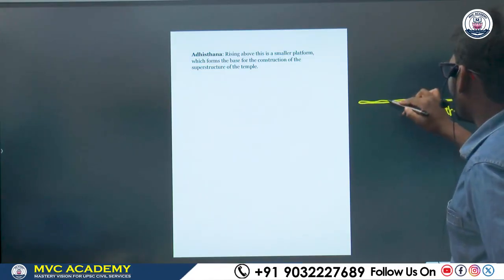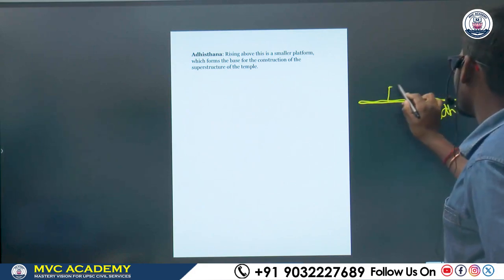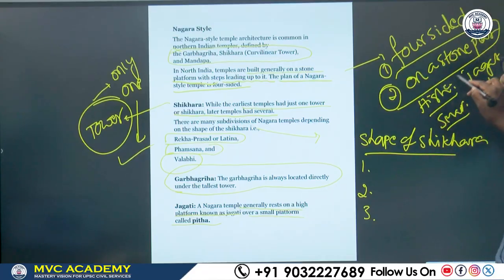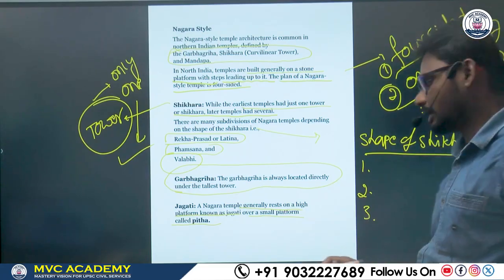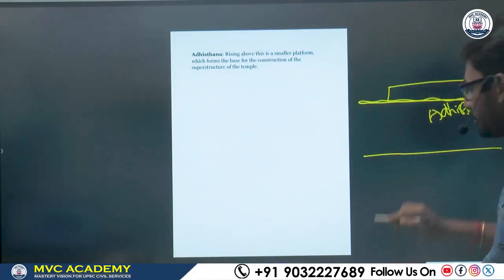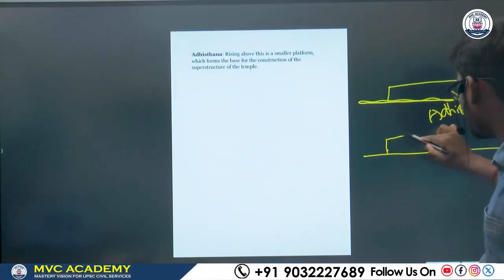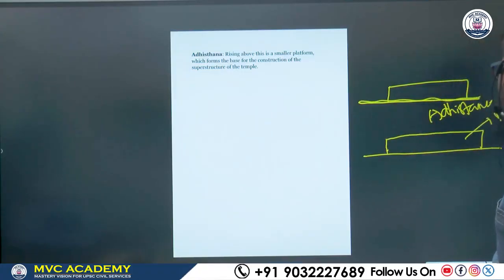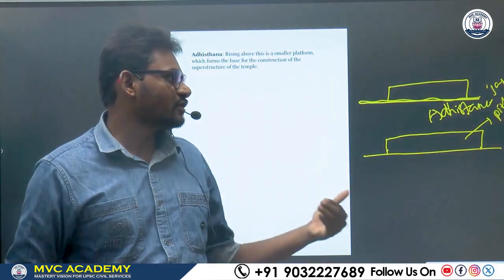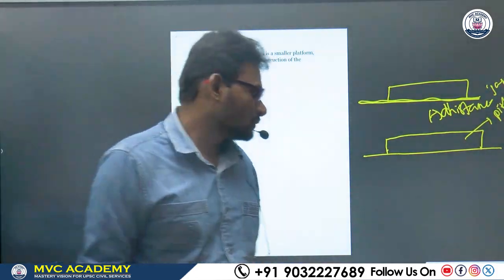Next, over Adhisthana we are constructing a base. If the base is high, it is known as Jagati. If the base is small, it is known as Pita. So over Adhisthana we are having a base, that is Pita or Jagati. If the base is very high, it is known as Jagati. If the base is very low, it is known as Pita.